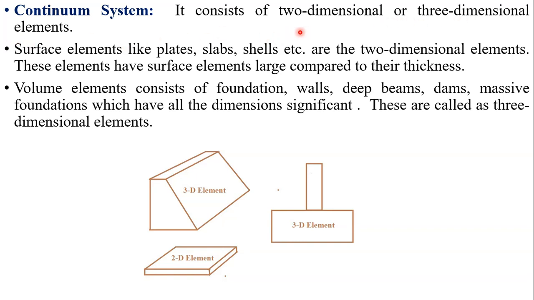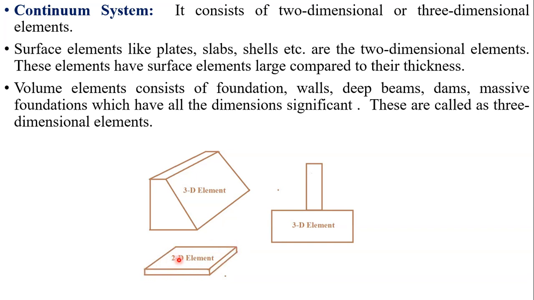Two-dimensional or three-dimensional elements. Surface elements like plates, slabs, shells, etc. are the two-dimensional elements. These elements have surface elements large compared to their thickness. Now let us consider this plate. This plate has some dimensions.